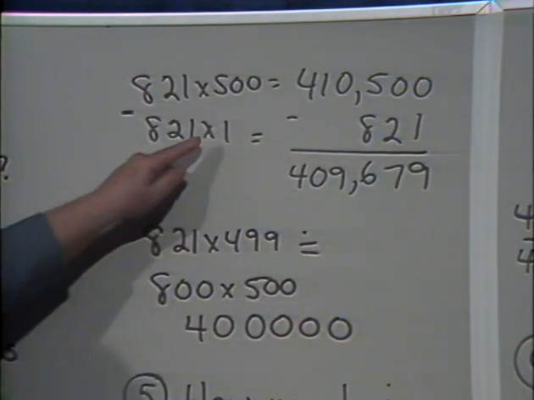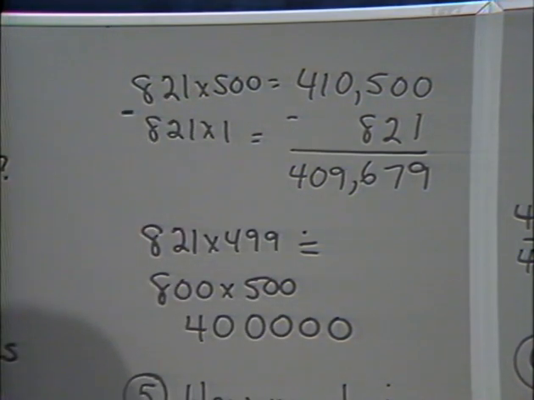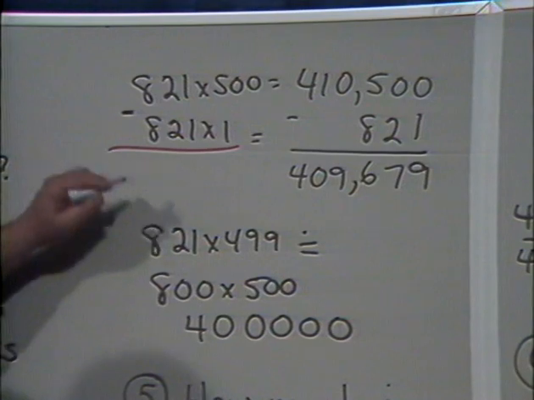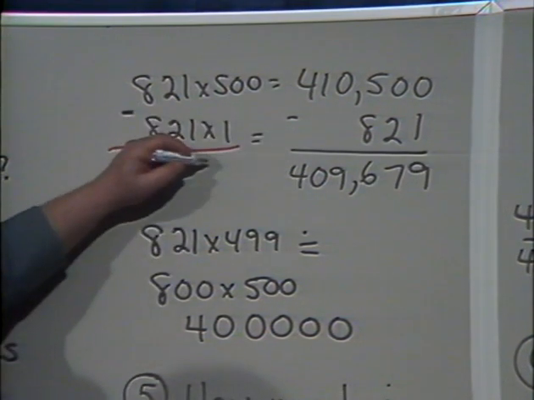410,500. And now, if I take away 1 821 from 500, that would give me what? And this is tricky over here. See, I had 500 821s. I take away one of the 821s.